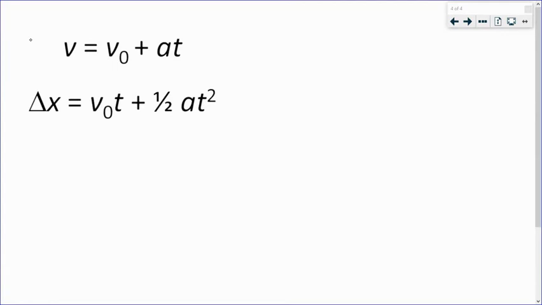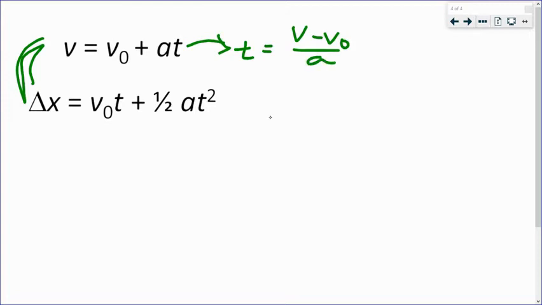The third equation of motion comes from when we combine these first two equations to get an equation that does not include time. In order to do that, we'll take our first equation of motion and solve for time. That would give us time equals v minus v0 over a. We can find an equation without time by then taking this expression and plugging it into our second equation every time we have t. That gives us an equation that looks like this.